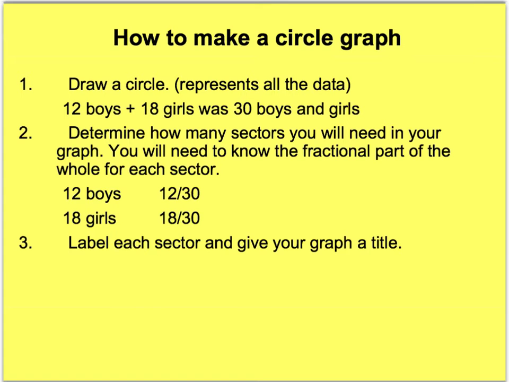Here's some steps of how to make a circle graph. First off, obviously, draw a circle. And the whole circle represents all the data, or the whole. So in our previous example, that's why I had 12 boys plus 18 girls, those 30 boys and girls. In this case, since we're talking about boys and girls, we're going to separate our whole into two parts. Now, to separate our whole into two parts, we have to look at those fractions there. So 12/30ths represented the boys, and 18/30ths represented the girls.